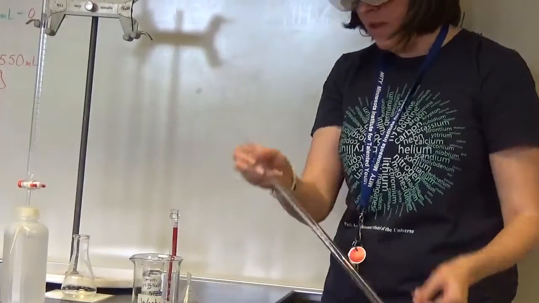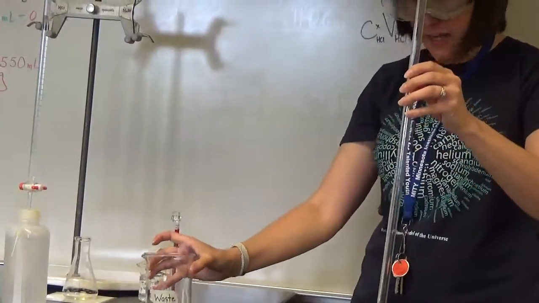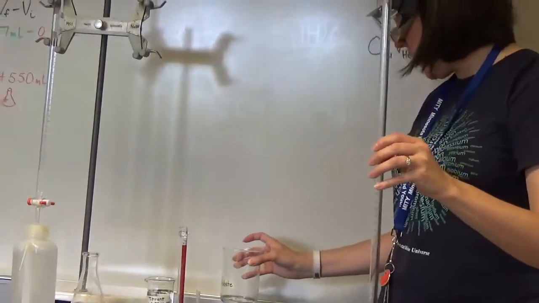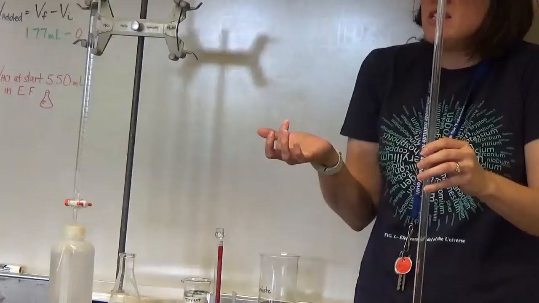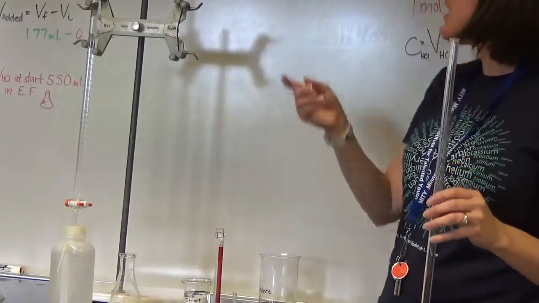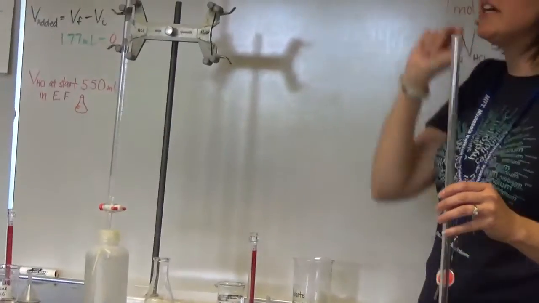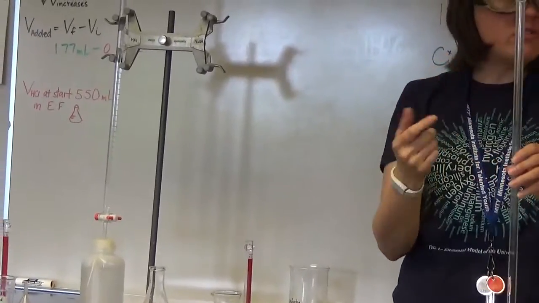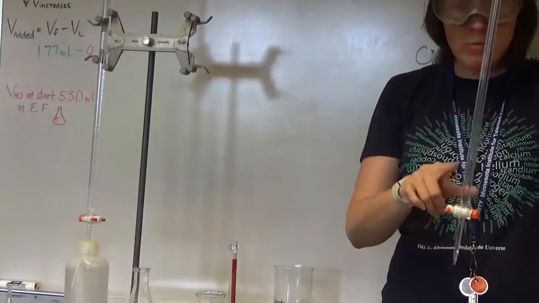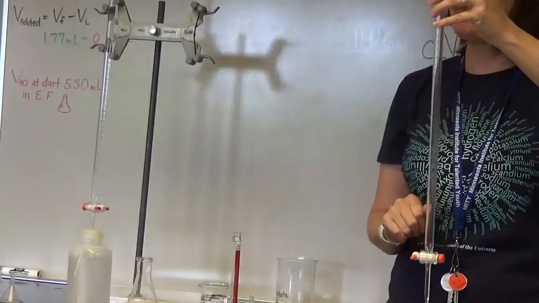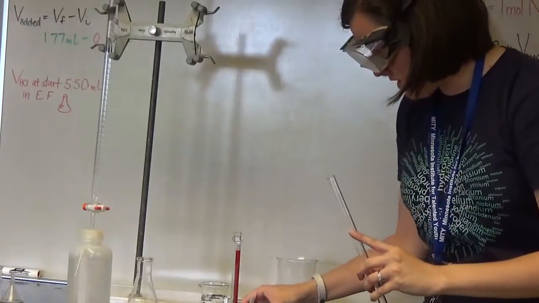Okay. Next, I want to fill this entire burette with NaOH, or at least most of the way to the top. It doesn't have to be exactly to the top because we know how to read it. It could be almost to the top. It's okay. Or if you know you're not going to need much, you could just fill in a couple milliliters at the bottom. So I'm going to use my funnel again.